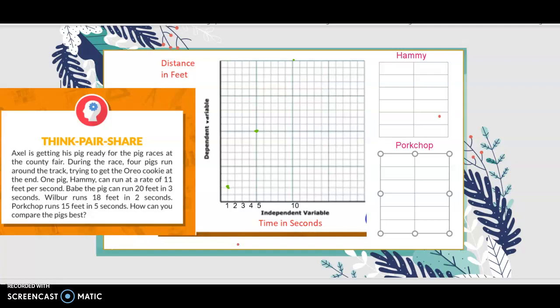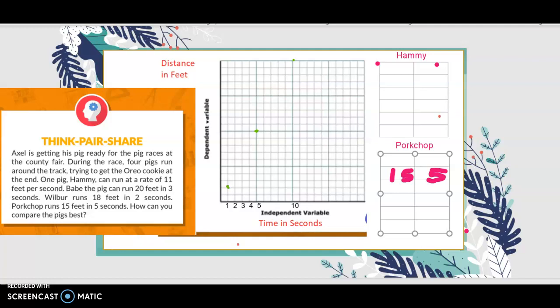T-chart down here. So how fast does Porkchop run? He runs 15 feet in 5 seconds. So I believe in the last one, we had our seconds on this side over here, and we had our feet on this side. Okay, so Porkchop runs 15 feet in 5 seconds.